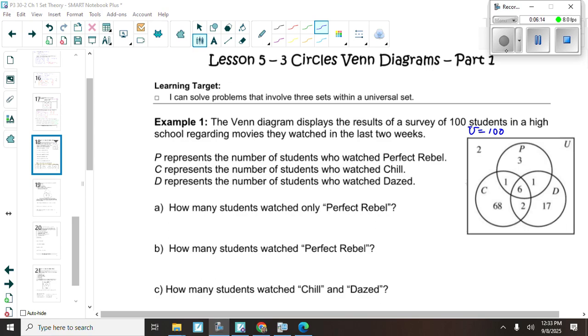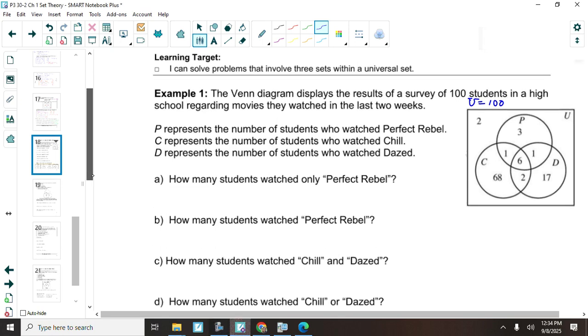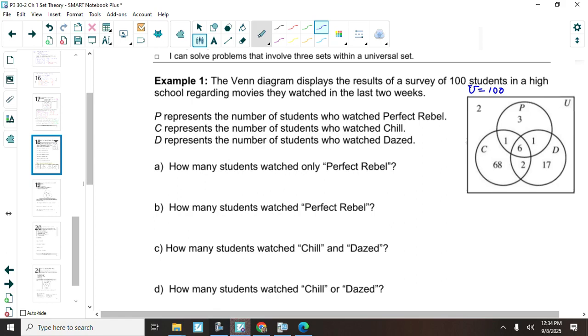Okay, C is the number of students who watched a movie called Chill, and then D is the number of students who watched a movie called Dazed. So from the diagram, how many students watched only Perfect Rebel? As soon as they say only, they're talking about a crescent moon shape. So let's find out where it is first. I'm just going to highlight it.